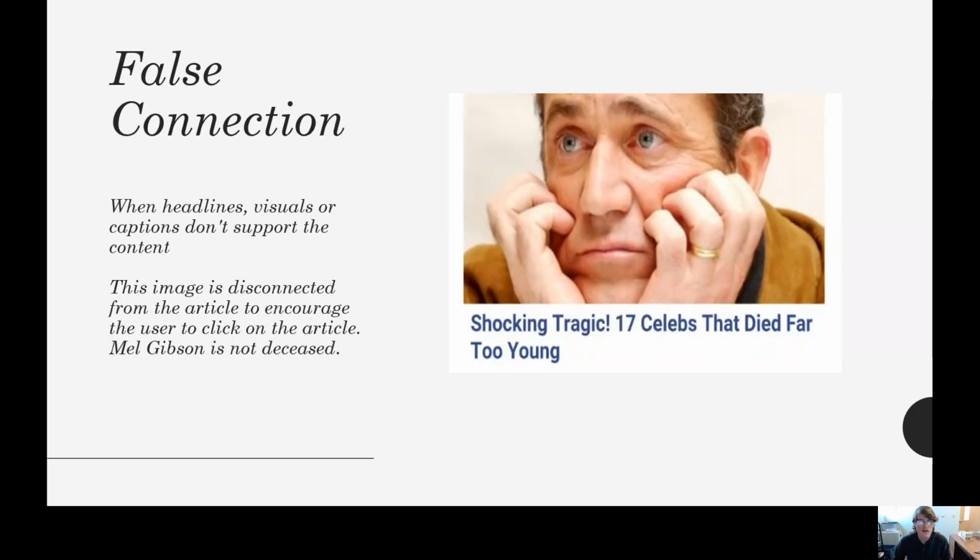The next one's false connection. This is when headlines, visuals, or captions don't support the content. So right here we have shocking, tragic, 17 celebs that died far too young. Well, Mel Gibson is still alive, so you are now more likely to click this article thinking that you're getting new information. You see this picture, you read this headline, and you're shocked. You think Mel Gibson has passed away, and in reality, there's no mention of Mel Gibson in the article. This is just to get you to click on it.